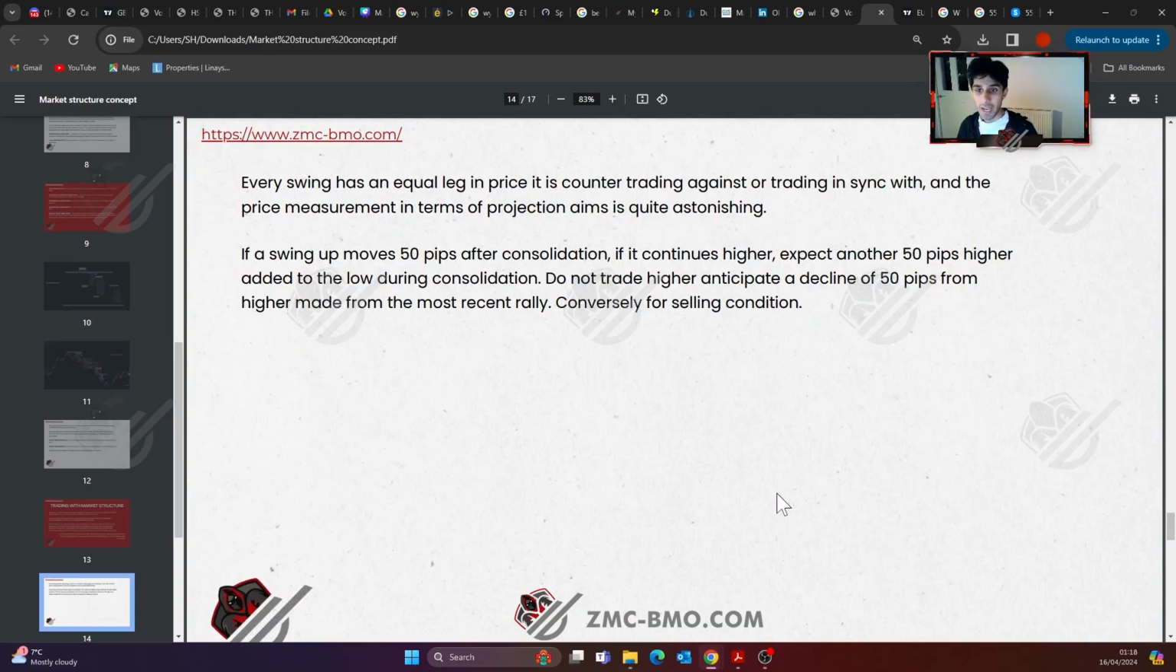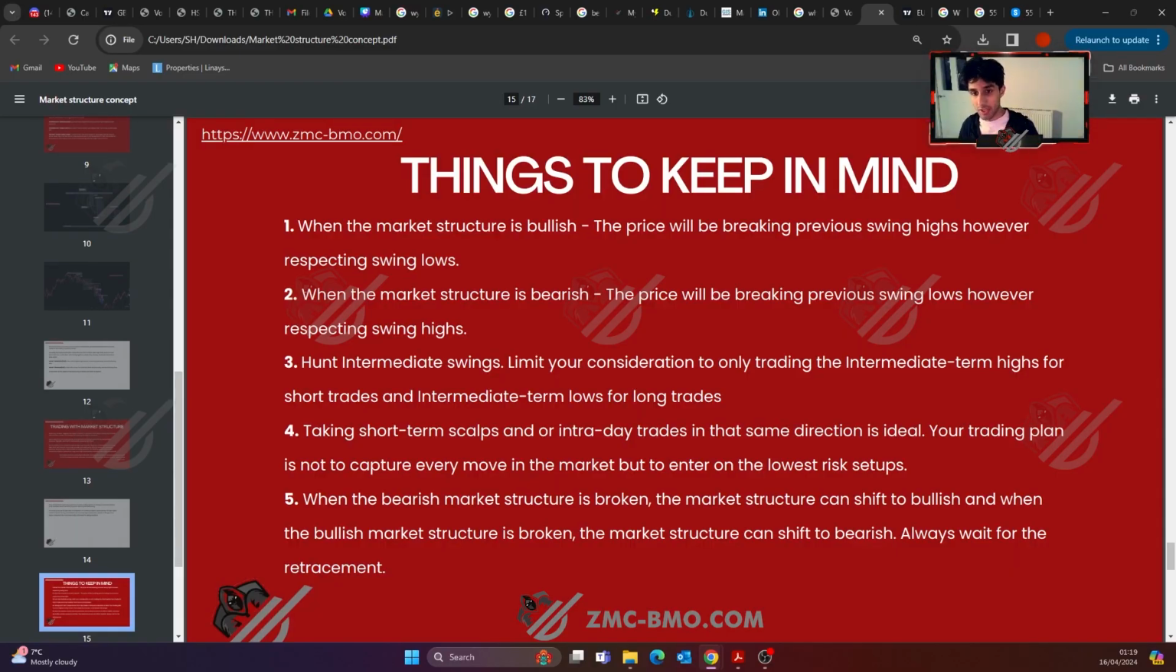Again, every swing has an equal leg in price; counter-trading is trading against the sync. If a swing moves up 50 pips after consolidation, and it continues higher, expect another 50 pips higher added to the low of the consolidation. Do not trade higher; anticipate a decline of 50 pips from the high made from the most recent rally. Conversely for selling conditions, right? Pretty self-explanatory. Things to keep in mind.